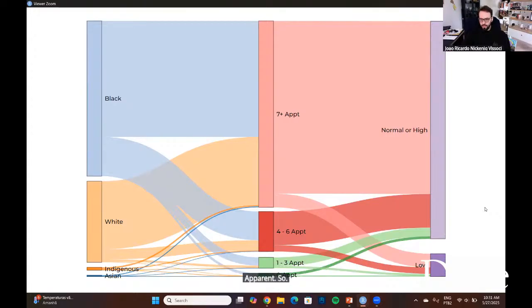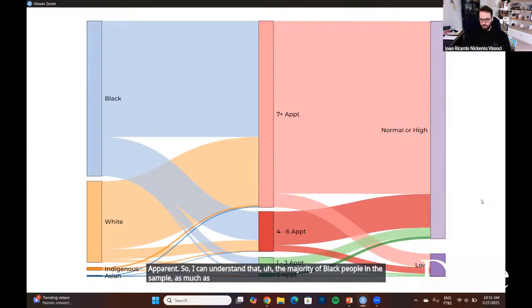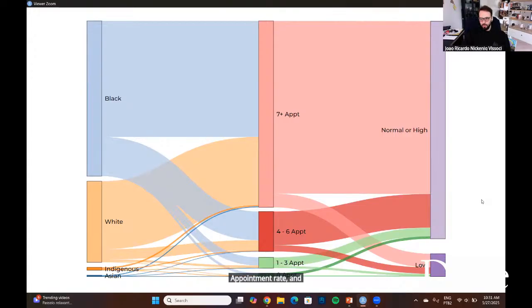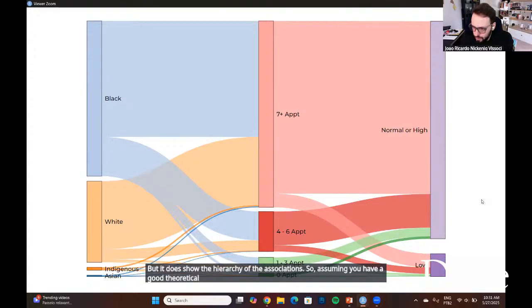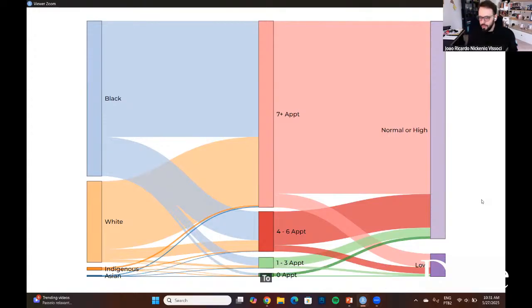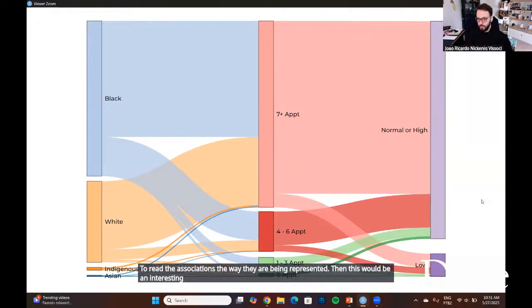So I can understand that the majority of Black people in the sample, as much as white, are under the normal appointment rate and under the normal birth weight or whatever. But it does show the hierarchy of the associations. So assuming you have a good theoretical foundation to read the associations the way they are being represented, then this would be an interesting interpretation.